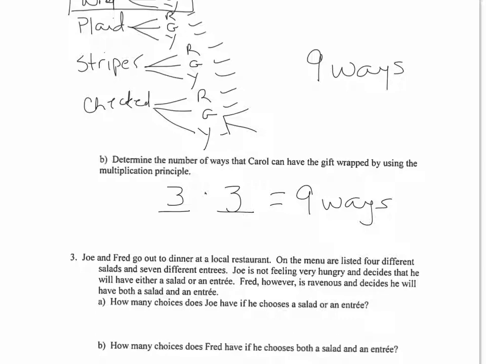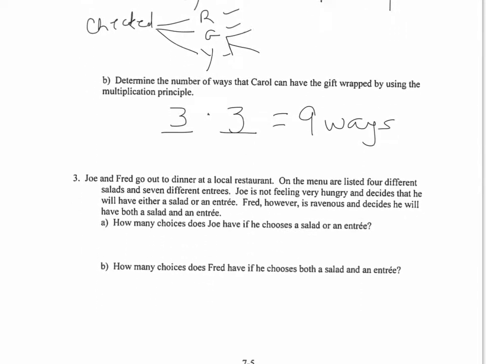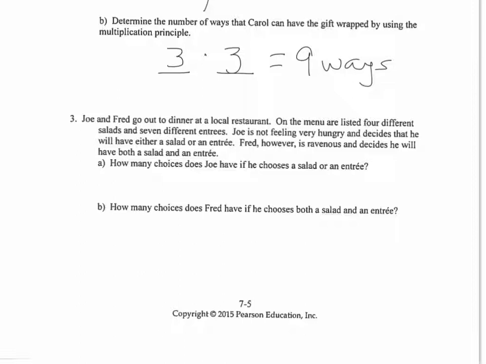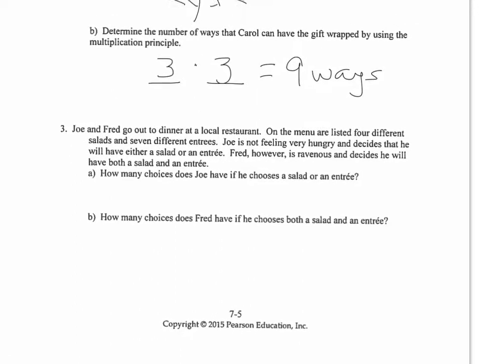So much simpler. Okay, talk about Joe and Fred for a moment. They're going out to dinner at a local restaurant. On the menu are listed 4 different salads and 7 different entrees. Joe's not feeling very hungry, so he decides he will have either a salad or an entree. I'm going to circle the word or for a minute. Fred, however, is ravenous, and he decides he will have both a salad and an entree.